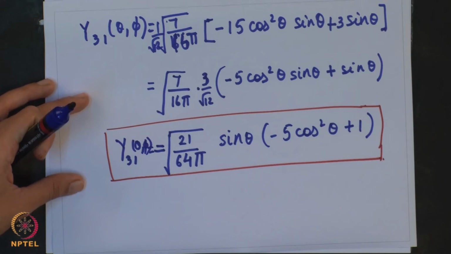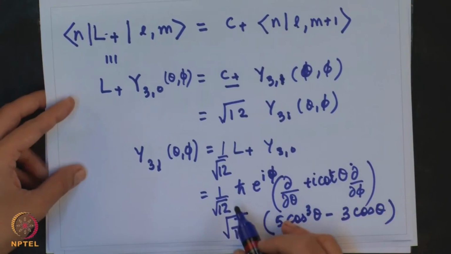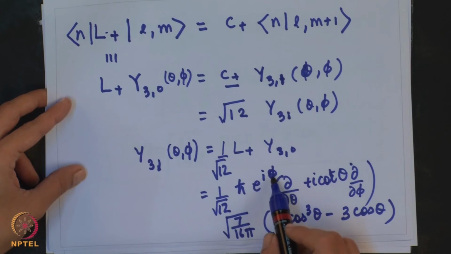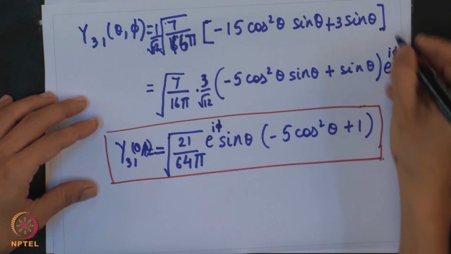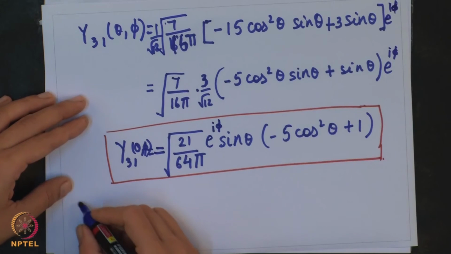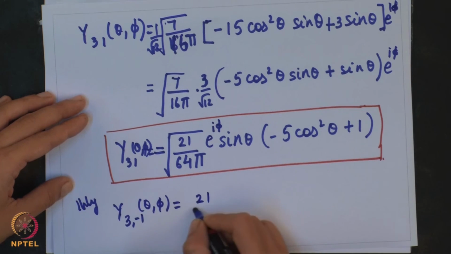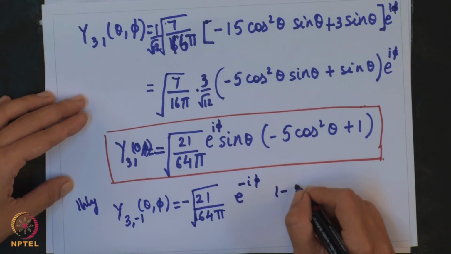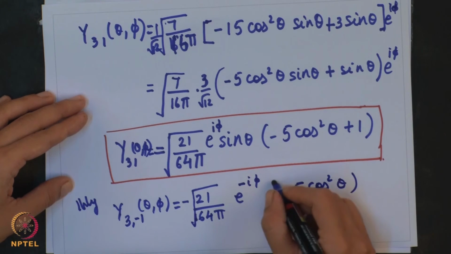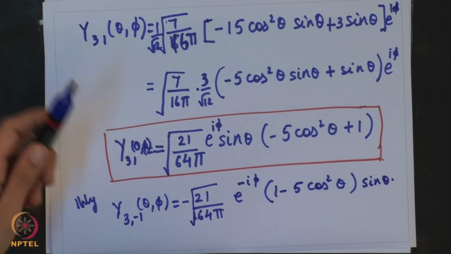In the same way, and see to it that you are carrying this out properly. Here I have e raised to i phi, which I was not writing throughout. So I will just include it here, e raised to i phi, which has to be included everywhere. Similarly, y3 minus 1 theta phi would be square root of 21 upon 64 pi e raised to minus i phi times sin theta times 1 minus 5 cos square theta. Okay, so this is the result you can check whether you obtain.